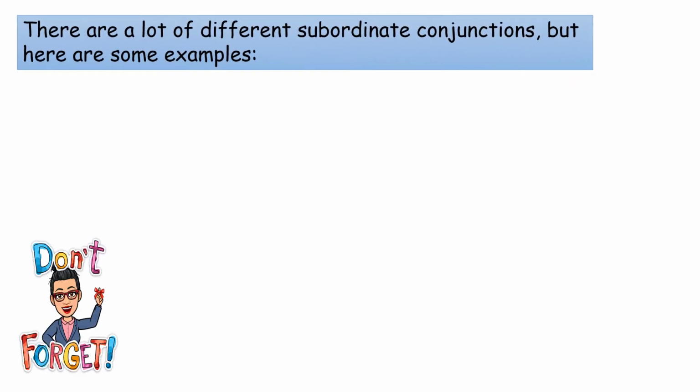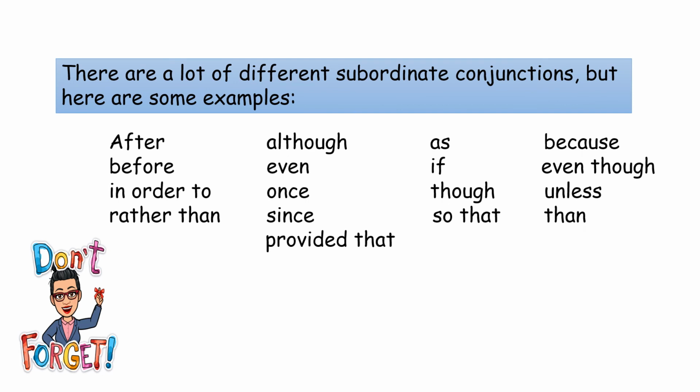Here are some examples of subordinate conjunctions. After, before, in order to, rather than, although, even, once, since, provided that, as, if, though, so that, because, even though, unless, then.